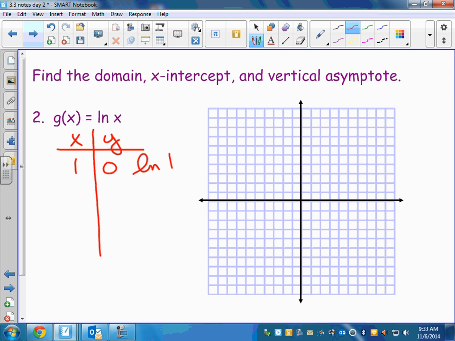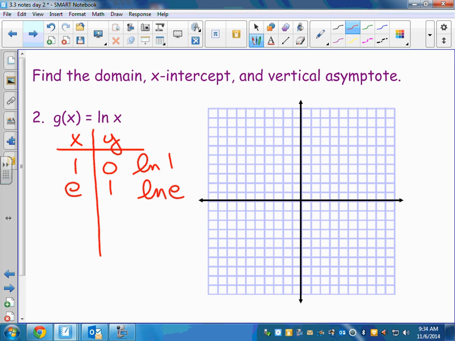Another number I could pick, which maybe you need a decimal to help you know what e is, but if you picked e for x, what is the ln of e? It's just 1, because it's the same base. Even if that's hard to calculate, it's the first power.